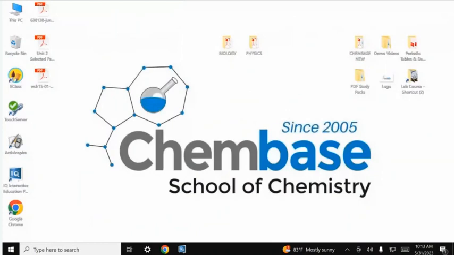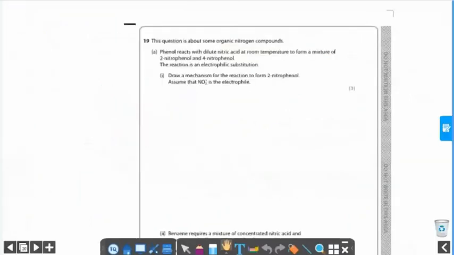Right, let's continue. I hope everyone is back. This is question 19 of section B. This question is about some organic nitrogen compounds. Phenol reacts with dilute nitric acid at room temperature to form a mixture of 2-nitrophenol and 4-nitrophenol. This reaction is an electrophilic substitution. Draw the mechanism for the reaction to form 2-nitrophenol. Assume that NO2 plus is the electrophile. That means how the electrophile is produced is not important to show here.